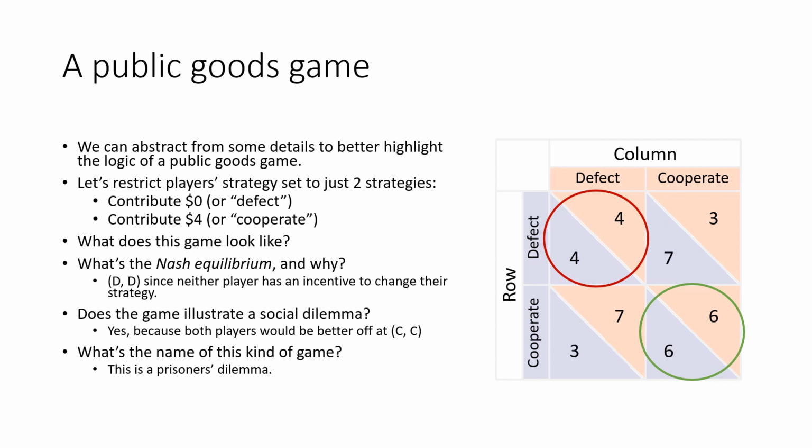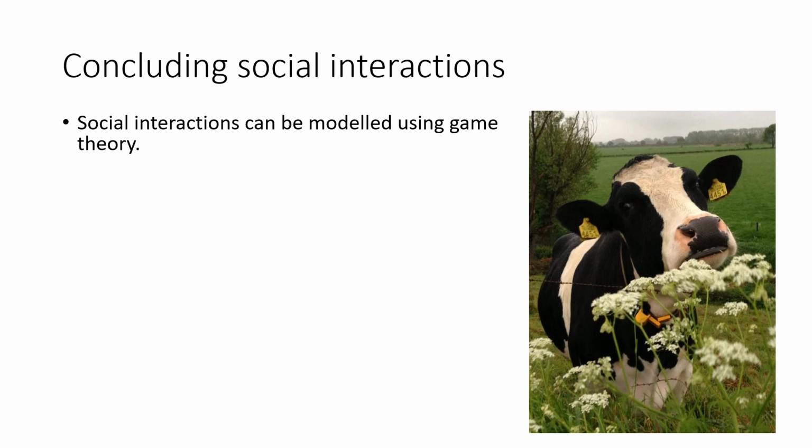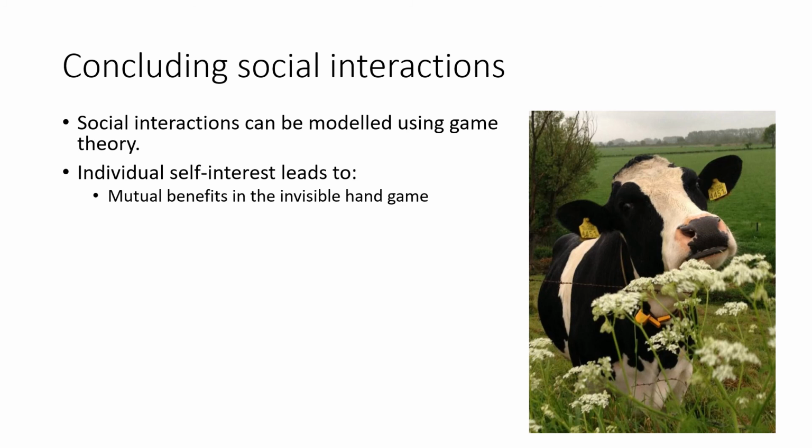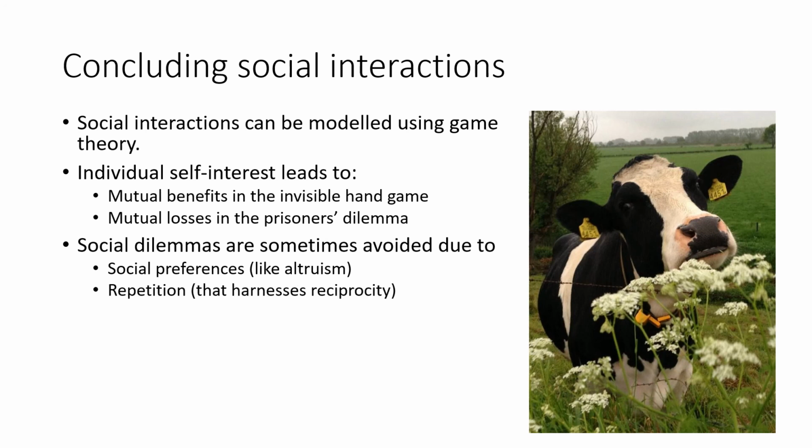So as you can see, we have covered almost every important concept in social interaction so far. Before we conclude this unit, I should tell you that social interactions can be modeled using game theory. Individual self-interest leads to mutual benefit in the invisible hand game, and mutual losses in the prisoner's dilemma. Social dilemmas are sometimes avoided due to social preferences like altruism, repetition that harnesses reciprocity, and institutions that punish bad behavior.